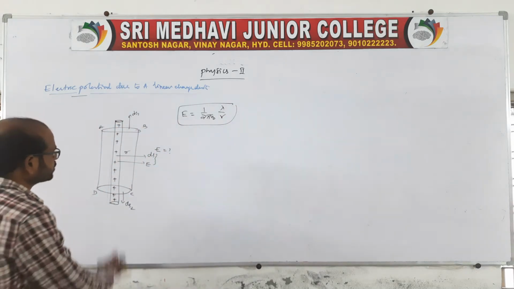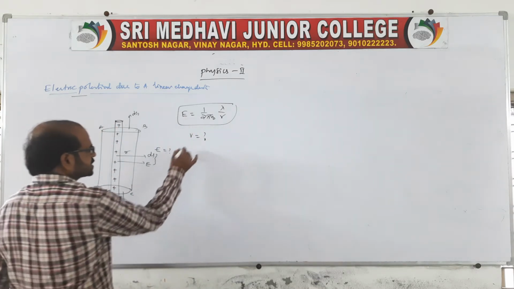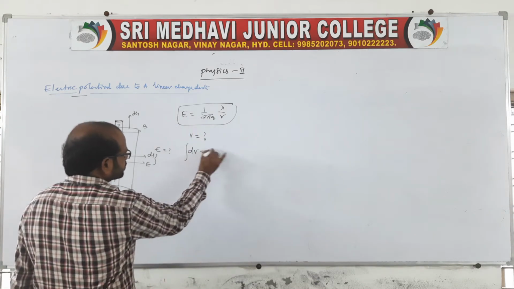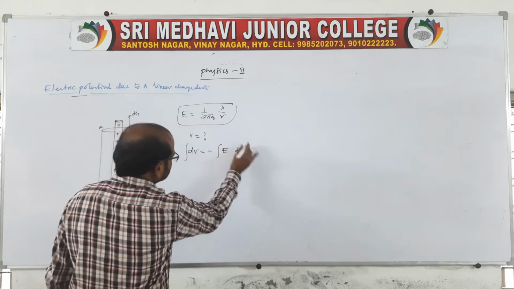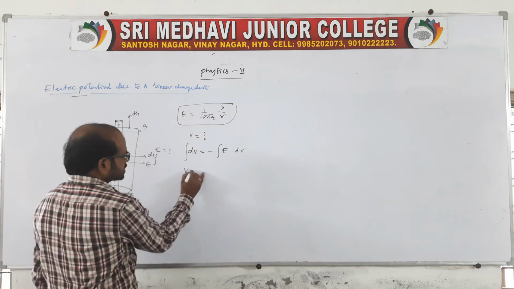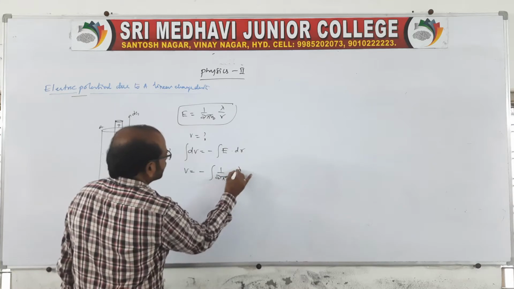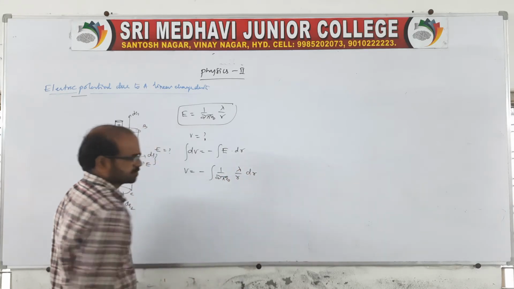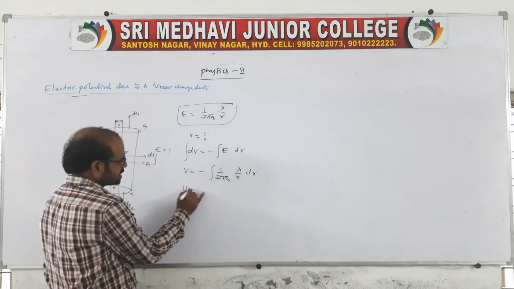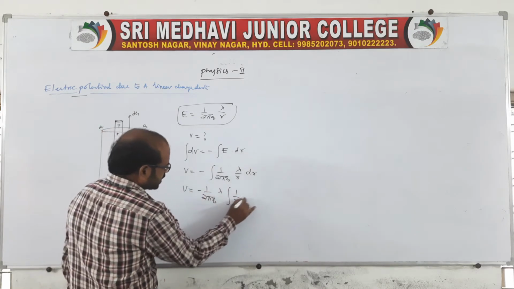Now it is asking to find the potential also. V is asked, E is given, no? There is a relation dV equals minus integral E dot dr, because here r is there. Integration method we have to take. So integral dV is V, minus E, which is 1 by 2 pi epsilon naught, lambda by r into dr. Very simple, right?